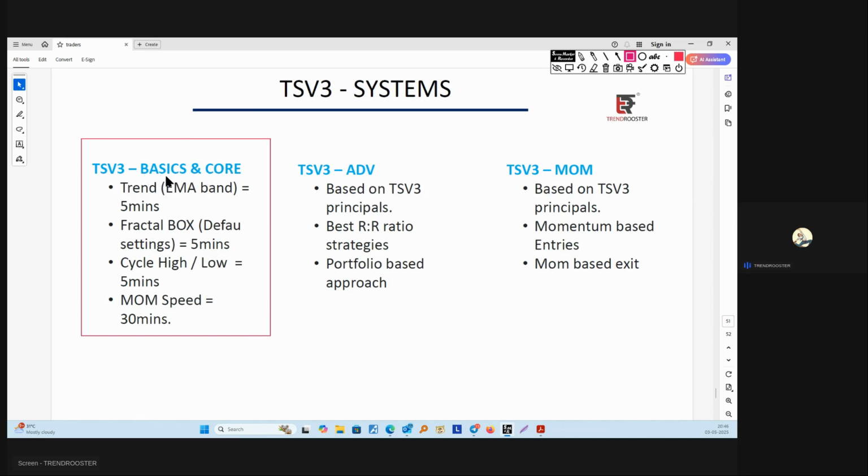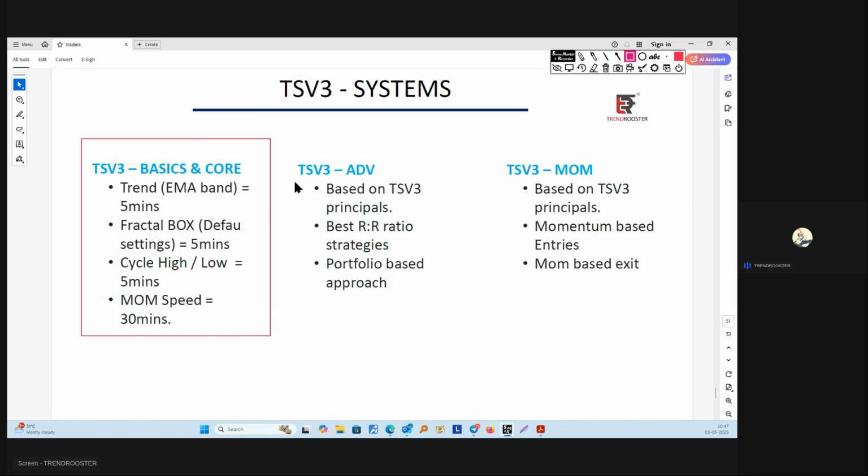Basics is basically using a shallow pullback. Core is basically using a deep pullback. Okay, and BTSC, and you will have bow tie entries along with other entries. So you will basically get everything in manual. It's free of cost. Okay.